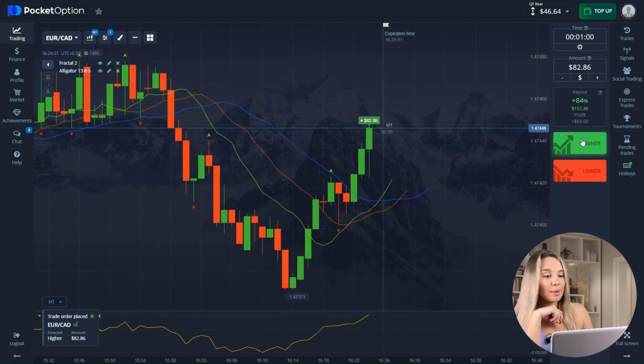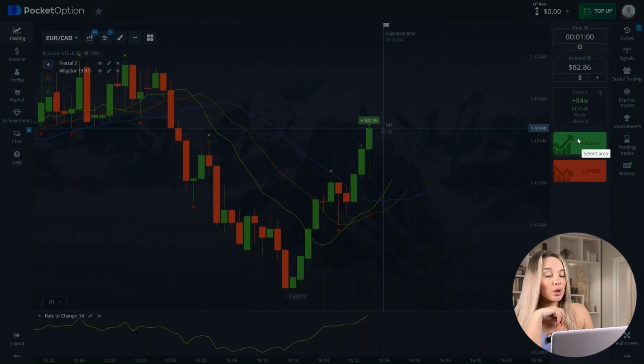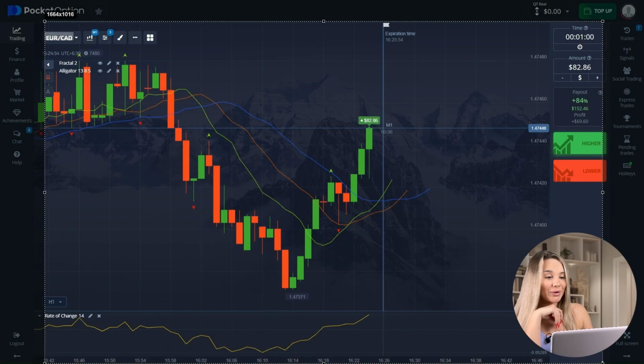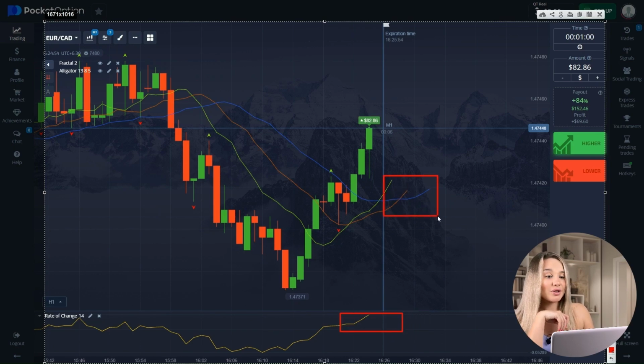Let's open a call option for the exchange rate of the euro to Canadian dollar. So why do I think so? The volatility is high, the alligator lines intersected and are diverging upwards. If we draw a resistance level based on this fractal mark, we will see that the chart has broken through it. So I think there is good potential for growth.